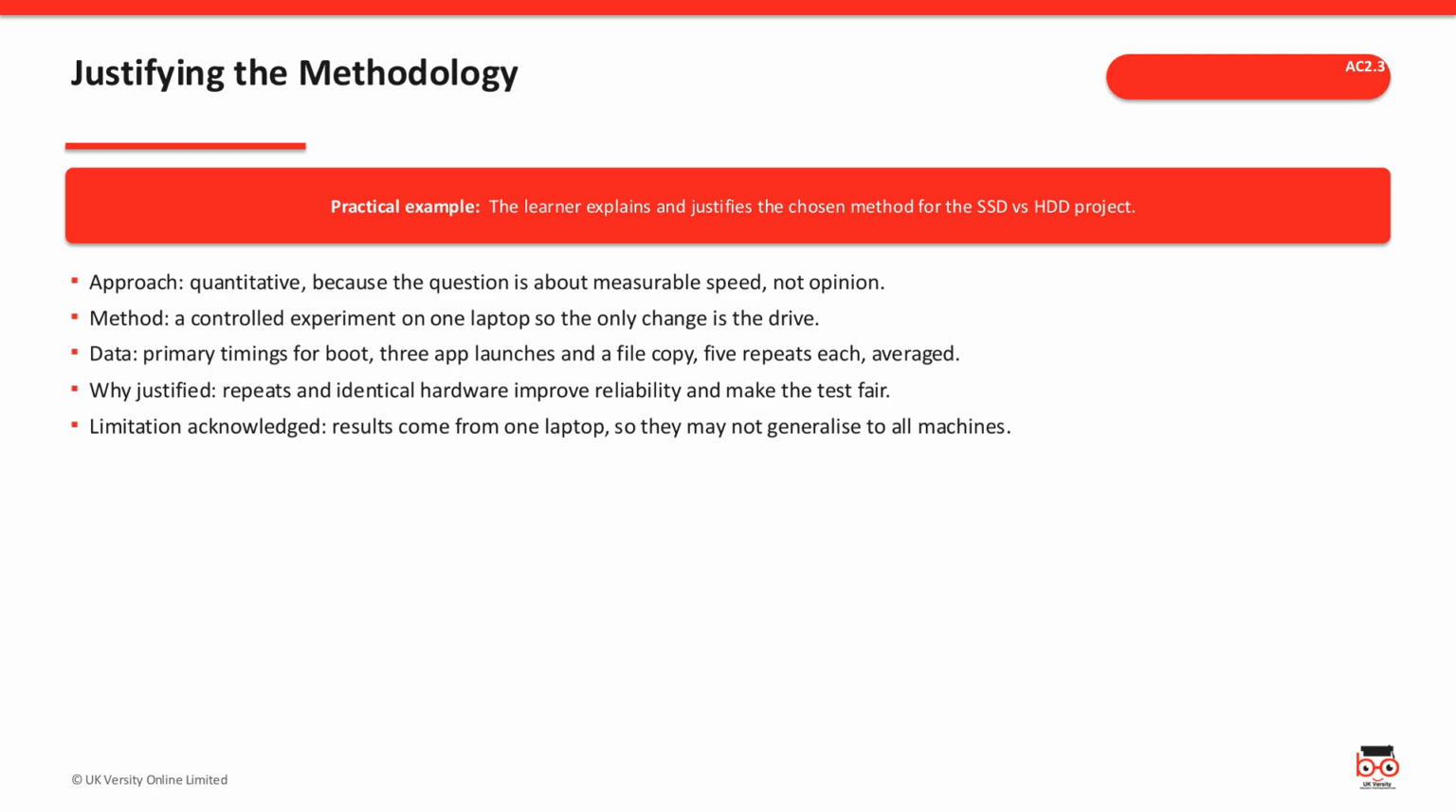Finally, you have to justify your methodology, not just describe it. For the DRIVE project, the learner explains their approach is quantitative because the question is about measurable speed rather than opinion. The method is a controlled experiment on one laptop, so the only thing changing is the drive itself. The data is primary timings for boot, 3 app launches and a file copy, 5 repeats each, and then averaged. They justify it by pointing out that repeats and identical hardware make the test fair and reliable, while honestly acknowledging the limitation that results from one laptop may not generalize.